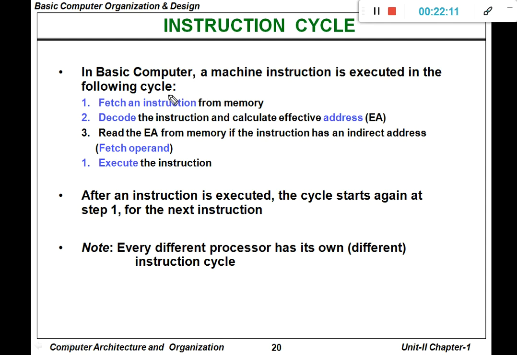So as far as the instruction cycle is concerned, step number 1 is fetch an instruction from main memory. So we are going to fetch the instruction from the main memory. And step number 2, decode the instruction and calculate effective address. After fetching, decode the instruction and calculate the effective address. So this is very, very important.